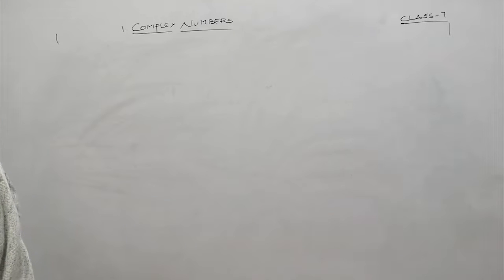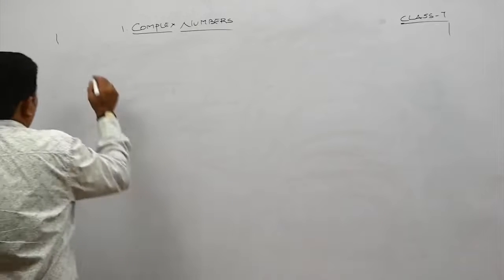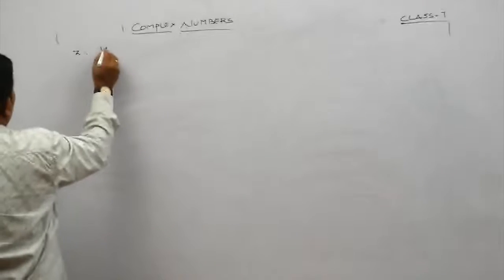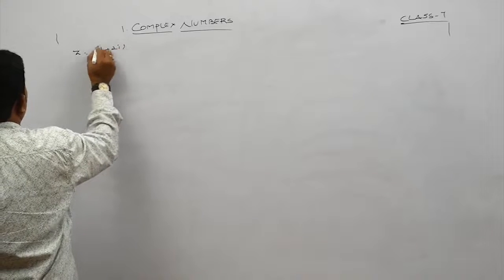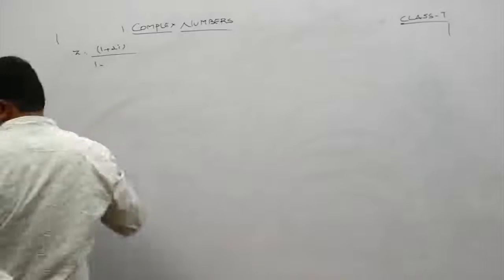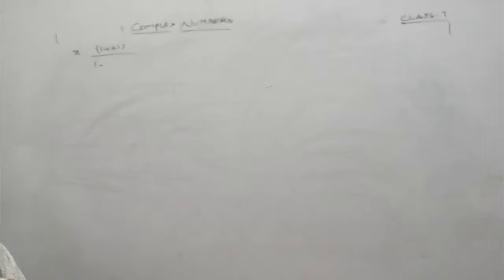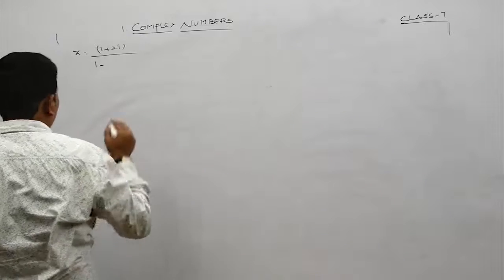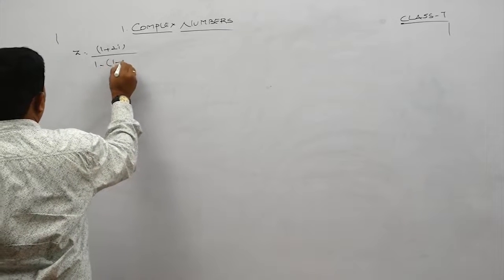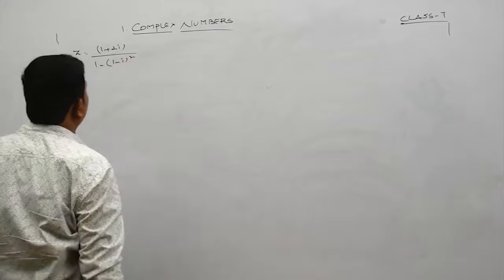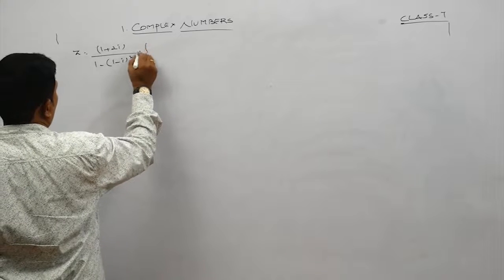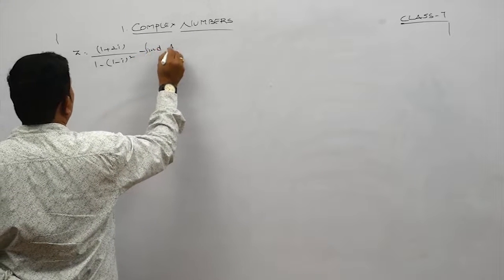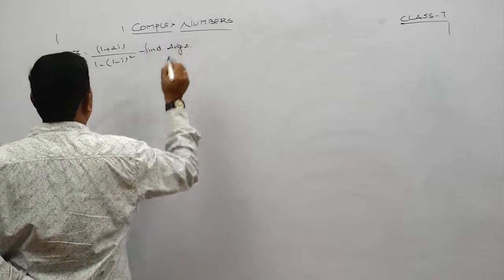If z is equal to 1 plus 2i by 1 minus i whole square, then find argument of z. Find argument of z.